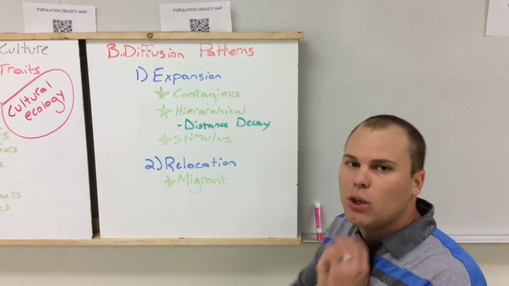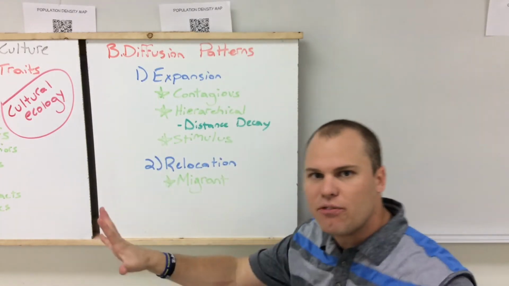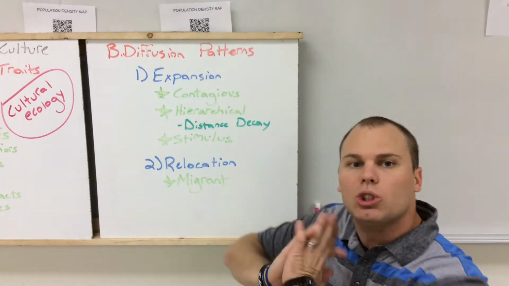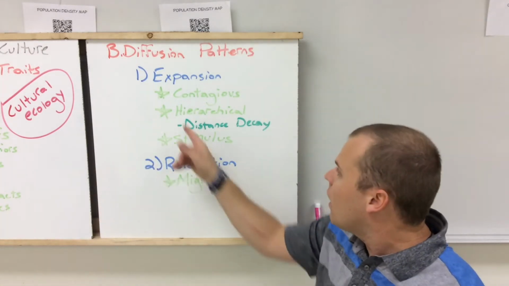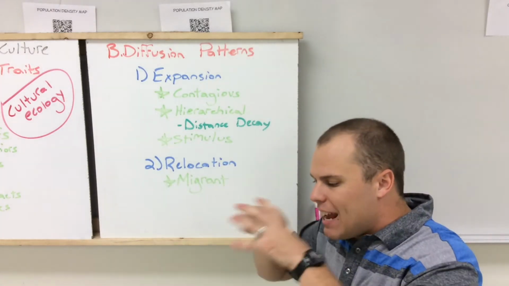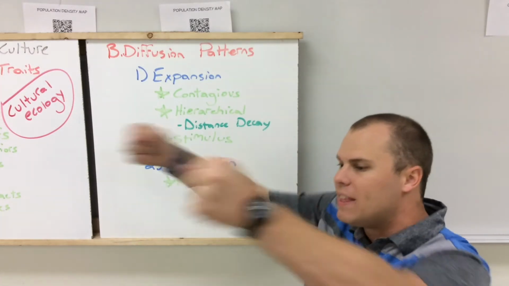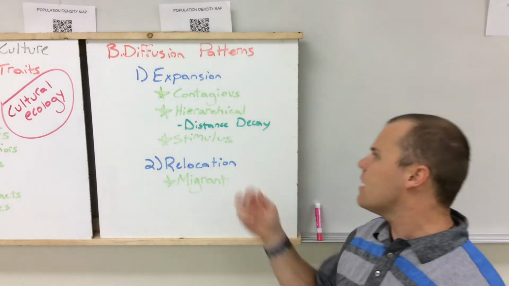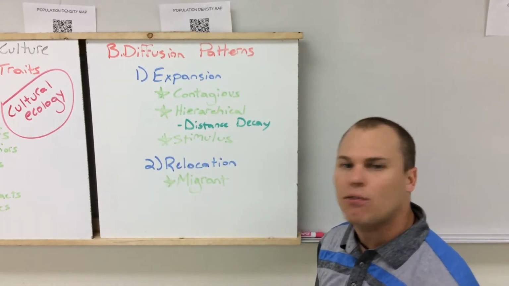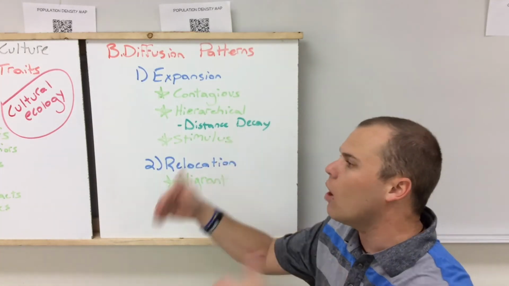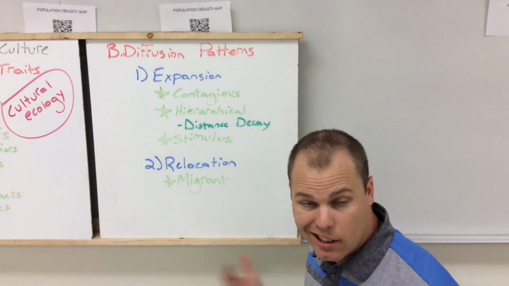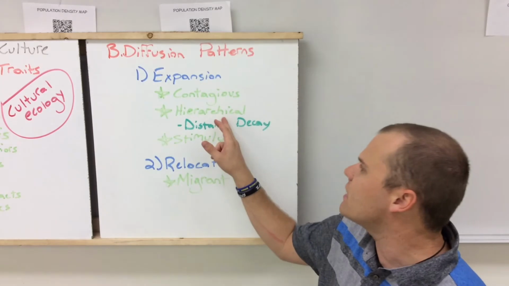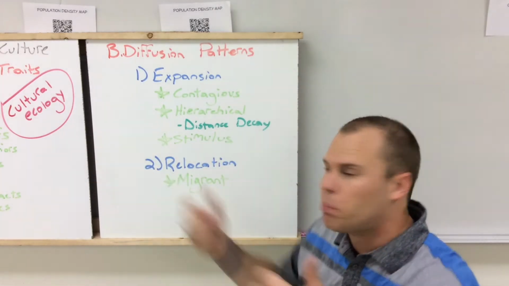Remember, contagious diffusion is like everybody in the immediate area is affected. It's contagious, so that culture just spreads in the immediate area. It's not discriminative, it just goes. Hierarchical diffusion doesn't spread openly. Within people groups, it spreads. And you can also apply the distance decay formula and say, the further you are away from this culture, the less likely it is that you're going to come into contact with it. But again, this is specific people groups that spread the culture.